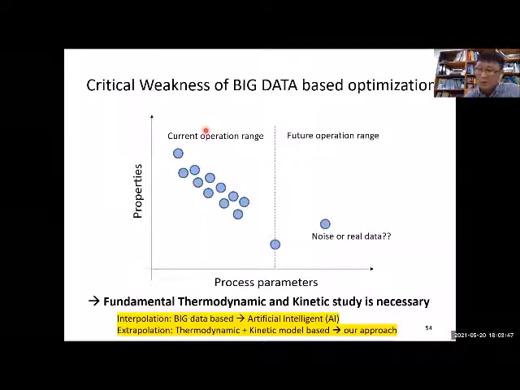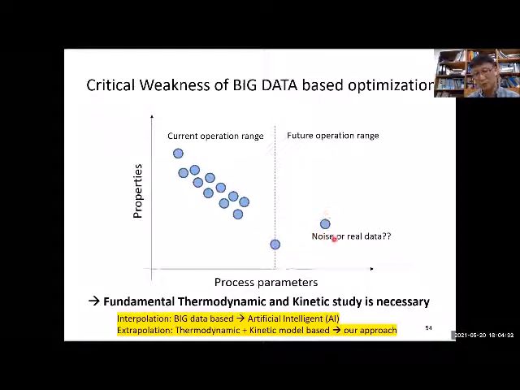So in the laboratory, in the university, we cannot do this big data analysis, unfortunately, because we don't have a data set. However, we can see that already there's a critical weakness of the big data approach in the plant. So for example, let's look at this one. The x-axis here is the process parameter, and the y-axis is a certain target property, for example, in the operation. In the current operation condition, we have a huge amount of data, so we can find a very good correlation, even by using Excel fitting or AI fitting. So we can find a very good solution within this area.